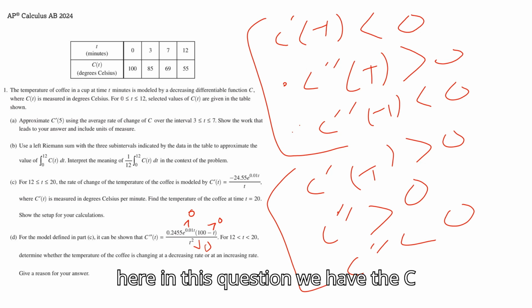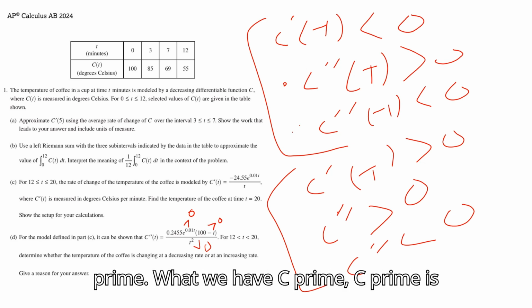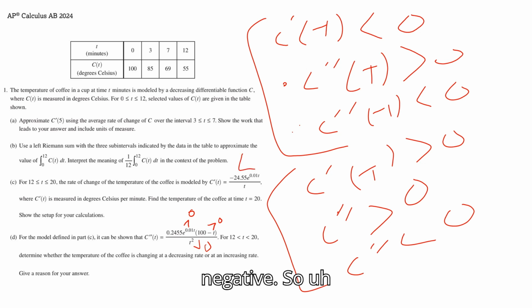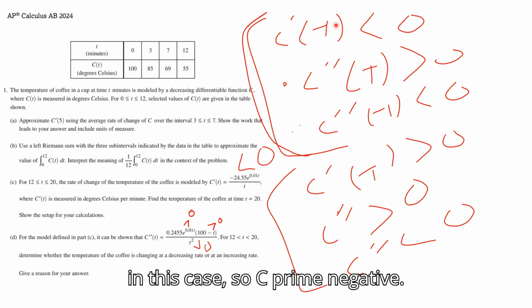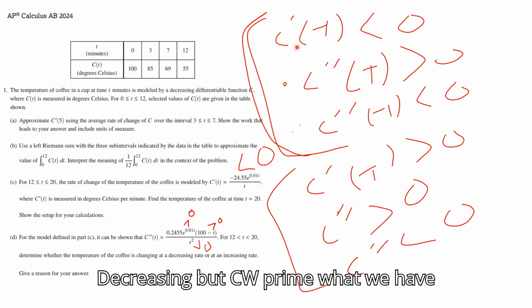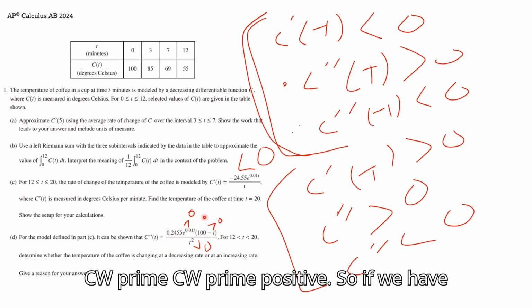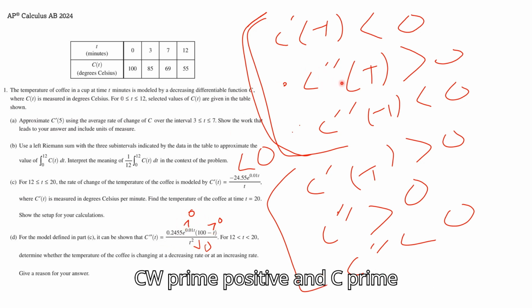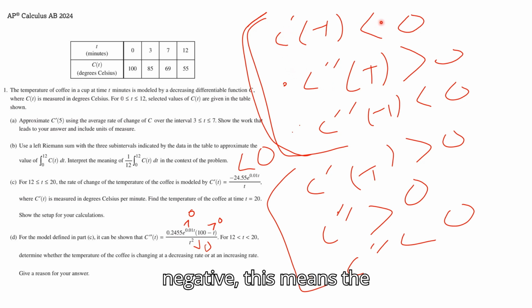Here in this question, what do we have for C prime? C prime is negative, so the temperature is decreasing. And C double prime is positive. So if C double prime is positive and C prime is negative, this means the temperature is decreasing, slowing down. Okay.